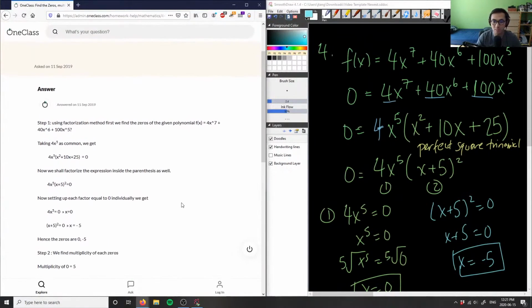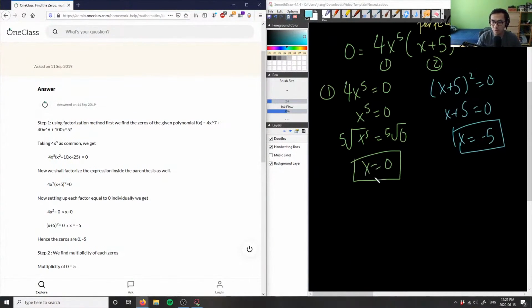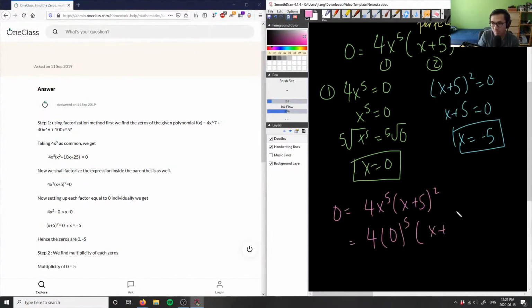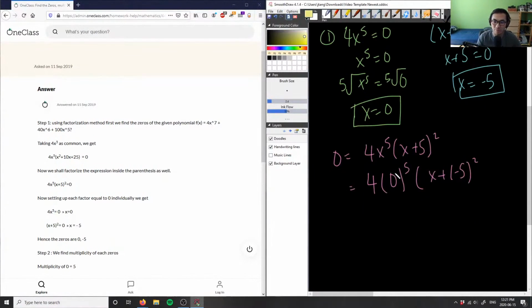How do we solve for a multiplicity? Well, we look at our zeros and see what is being defined here. We set our equation to 0: we have 4x to the power of 5 times x plus 5 squared. We can plug these zeros back in: this x value is going to be 0 to the power of 5 times x plus 5, where x is negative 5, to the power of 2. In order to find multiplicity, we simply look at the degree of these zeros.